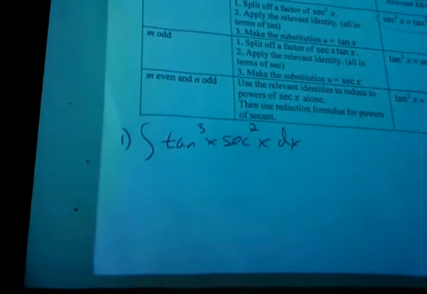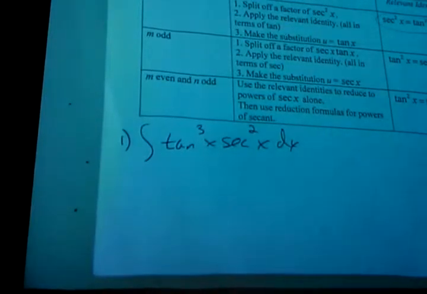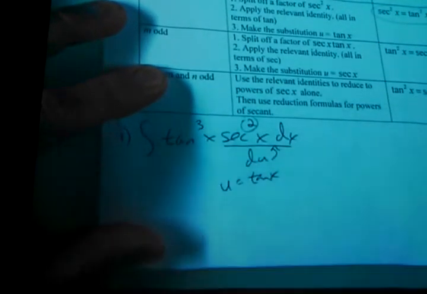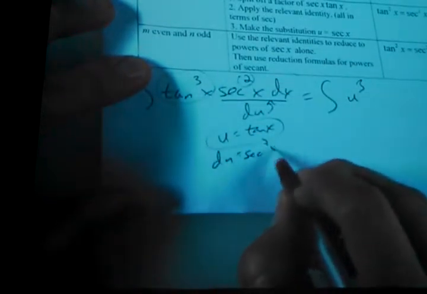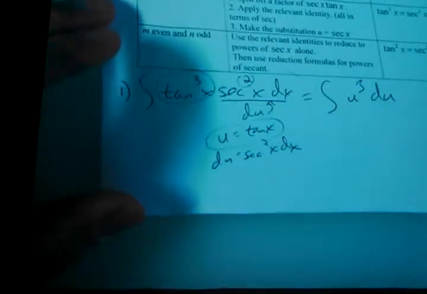So this is why I don't like to memorize too much stuff. I just memorize the idea. Whatever I take off, I want it to be the du for something, and it tells me what u has to be to make that work. So if n is even, I've got at least two of these. That's going to be my du. So u is going to be tangent. So then du is this. So tangent cubed I can write as u cubed, secant squared dx equals du. I kick so much ass.